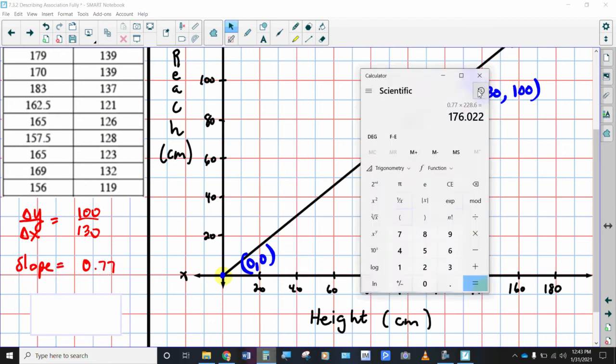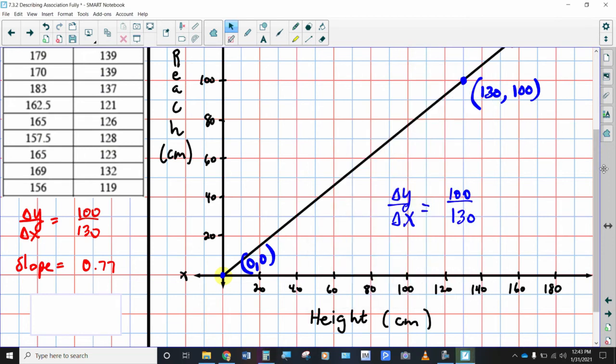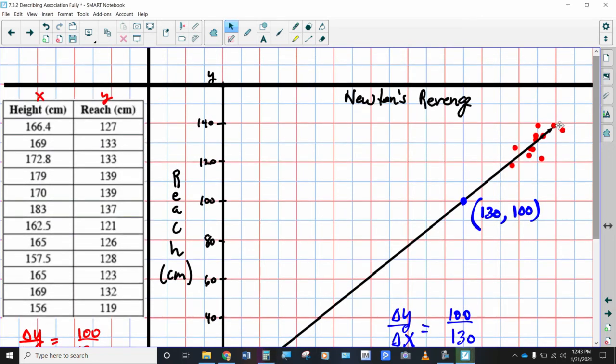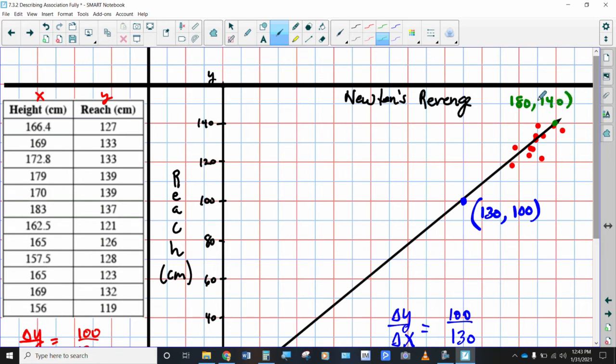Now, watch what we get here. Oh, let me get some work out of there. If you take 100 and divide it by 130, you're going to get a repeating decimal, but that's really close to 0.77. Now, let's say I actually decided to have this be my line of best fit, where I chose to have that be a lattice point, which is where x is equal to 180 and y is equal to 140.